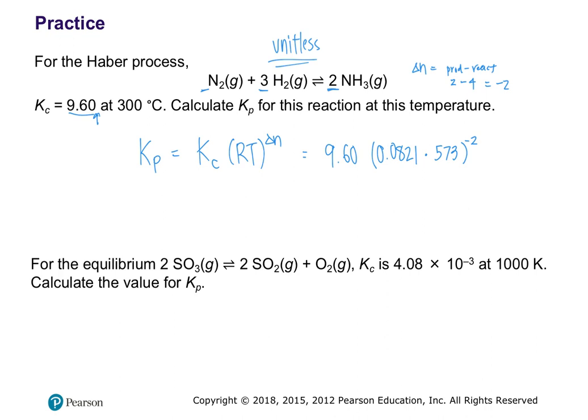So if I put this in my calculator, I'm going to type in 9.6 times parentheses 0.0821 times 573 and parentheses raised to the -2 power, and what I get is 4.34 times 10 to the -3 is my Kp.